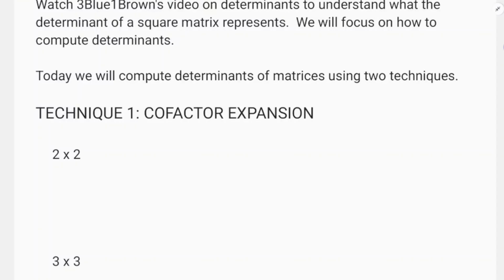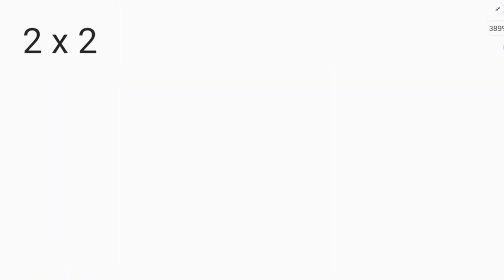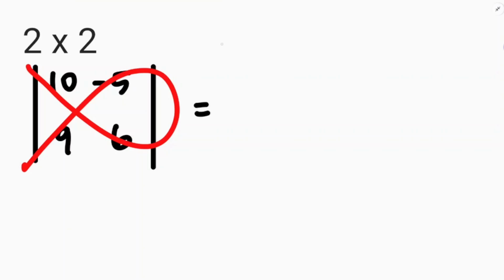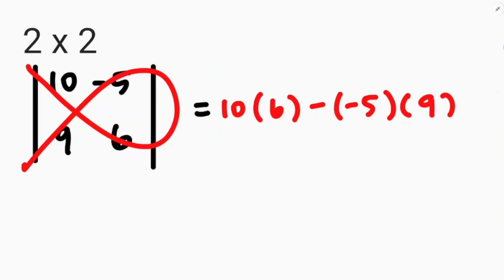Technique number 1 is going to be called cofactor expansion, and that's going to start with the fish. We're going to start with a 2 by 2. We already know how to do this. The vertical bars on the outside of the matrix mean we're taking the determinant. So we do the fish thing: that determinant is equal to 10 times 6 minus negative 5 times 9. I know you already know this, but just laying it out for you. That's 60 plus 45, which is equal to 105.